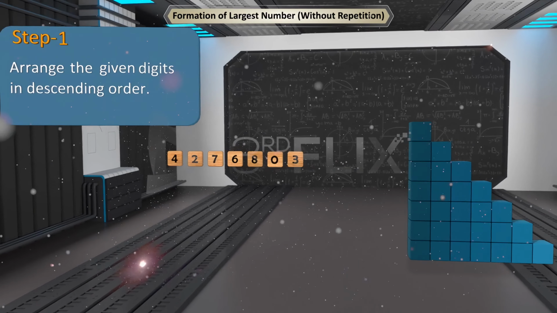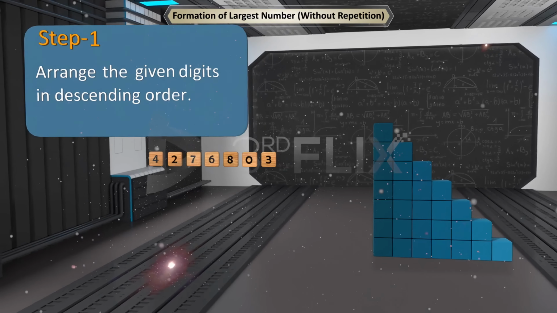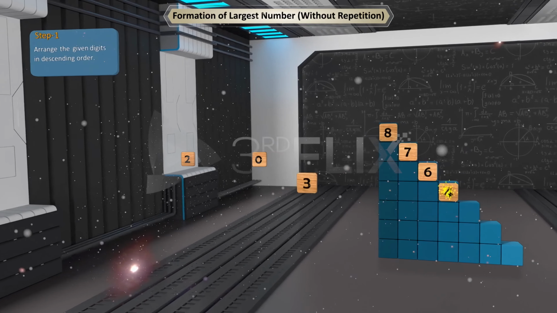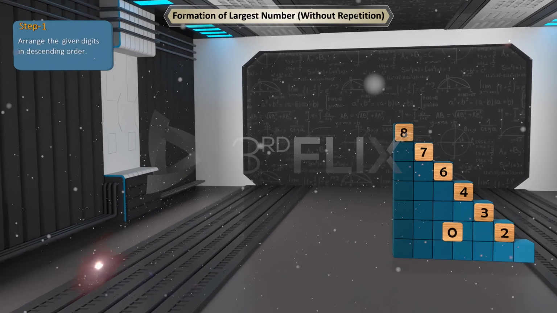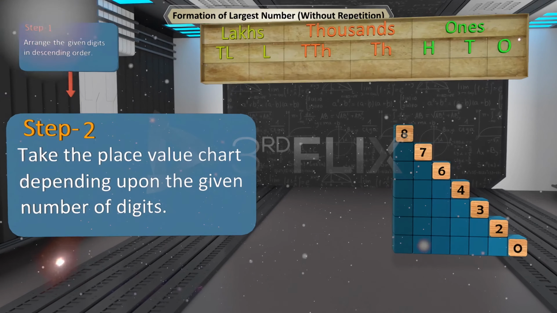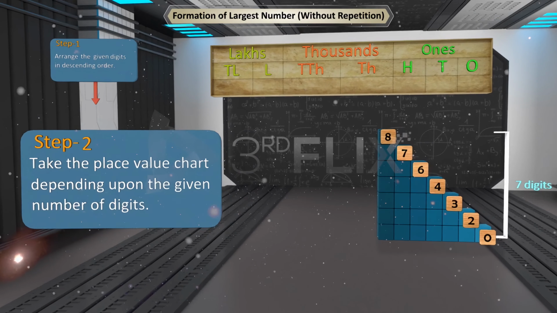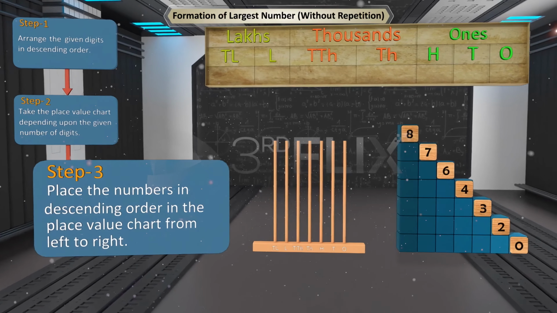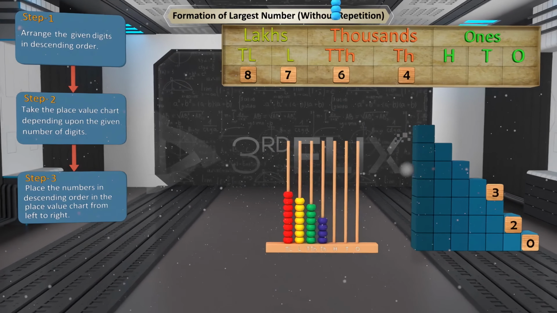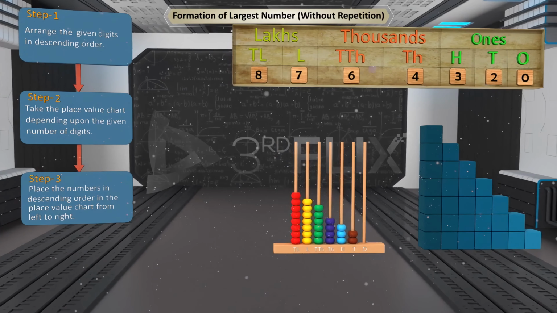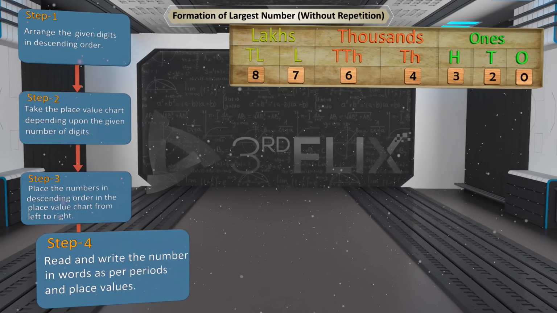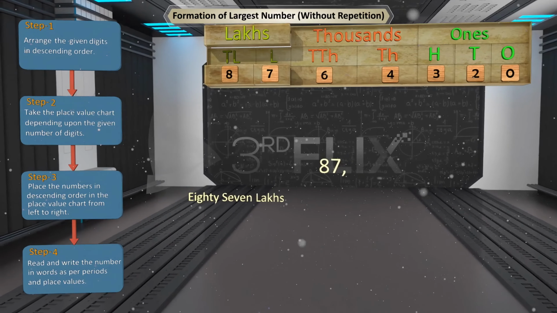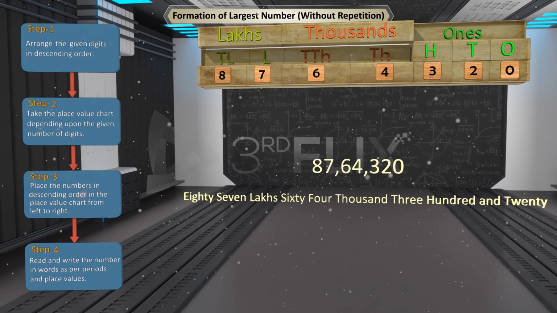Step 1. Arrange the given digits in descending order. Step 2. Take the place value chart depending upon the given number of digits. Step 3. Place the numbers in descending order in the place value chart from left to right. Step 4. Read and write the number in words as per periods and place values. 87,64,320.